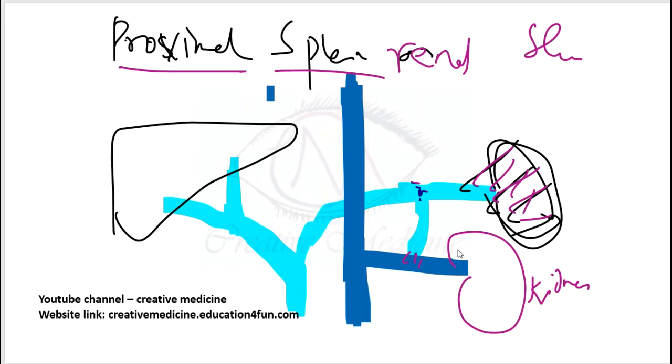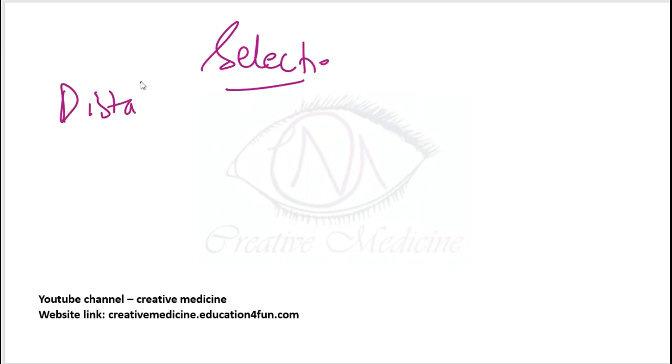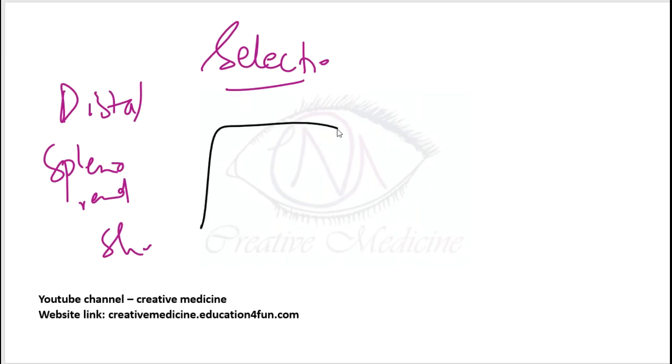This is also a non-selective shunt. Then we also have selective shunts. In the selective shunts, we have the distal splenorenal shunt. This is also similar to that. Distal splenorenal shunt. In this, you have a liver first.